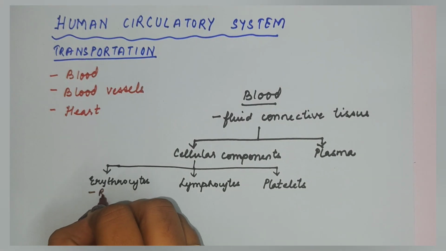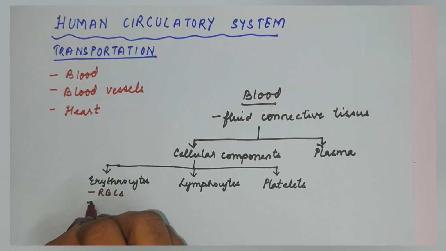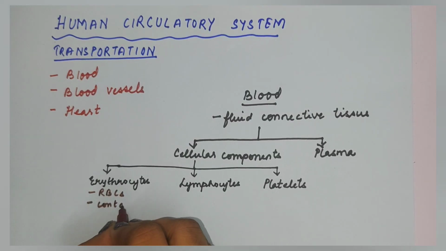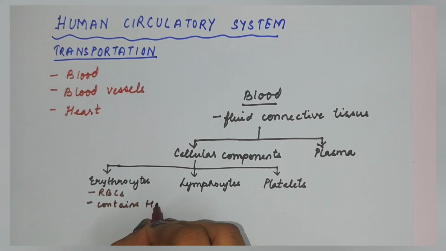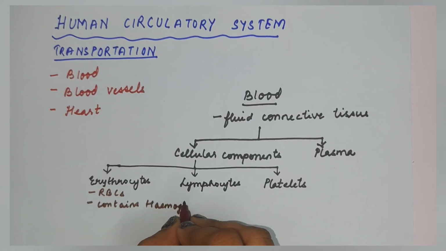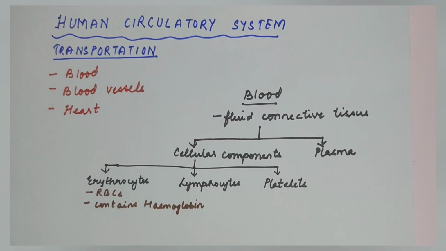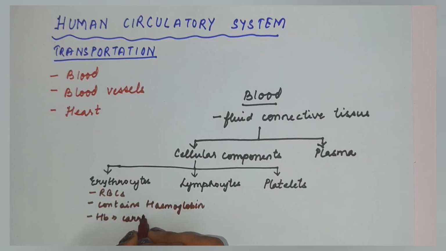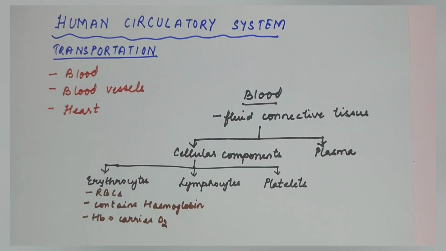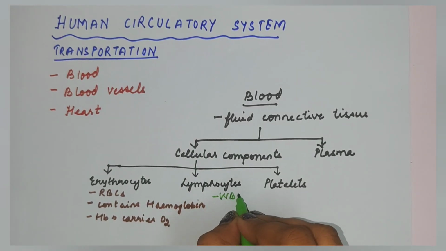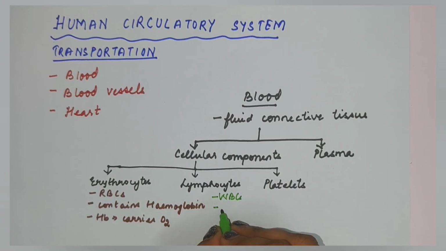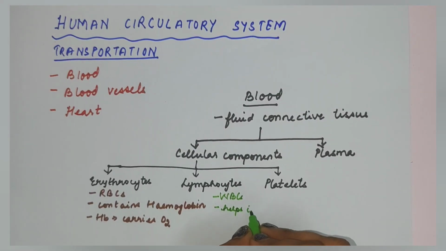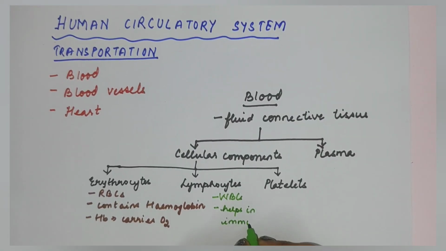The erythrocytes or the RBCs, as the name indicates, they are red in color. That is why their name is red blood cells. This red color is caused due to the presence of hemoglobin. Hemoglobin is the oxygen carrier in our body. This hemoglobin contains iron, which gives red color to the blood.